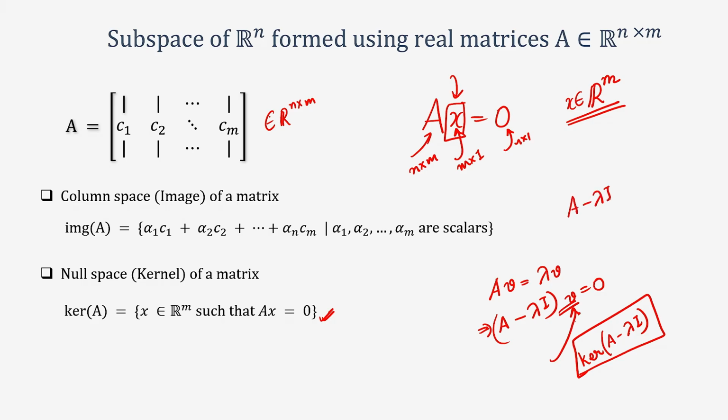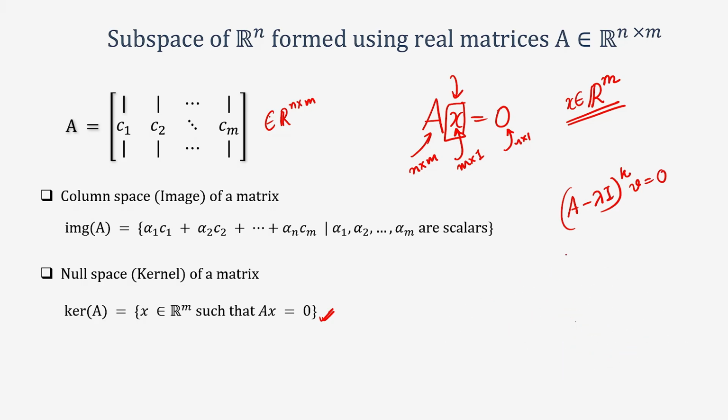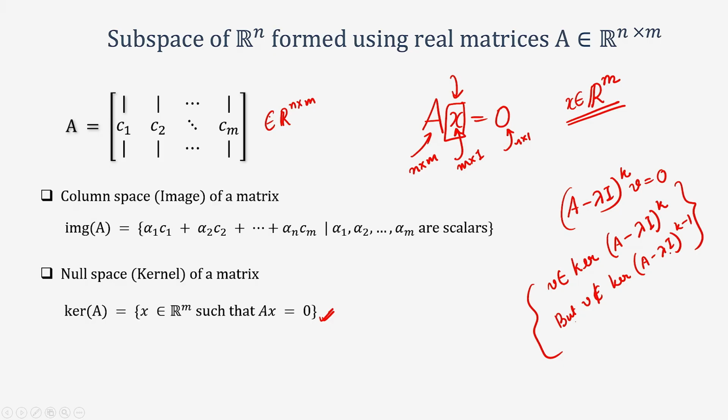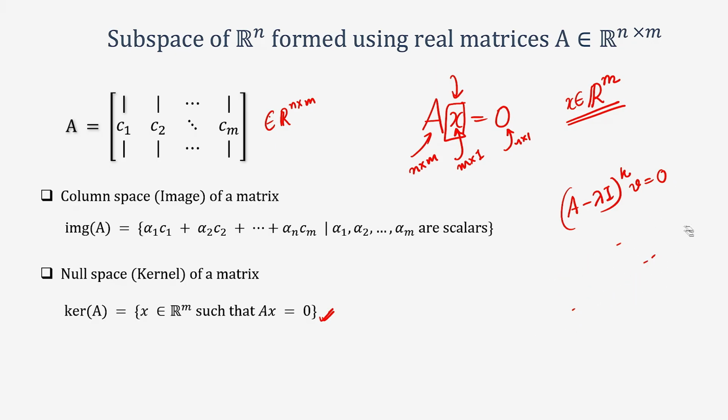For the generalized case, it was A minus lambda I whole to the power of k, V equal to 0. So, how did we define generalized eigenvectors? Generalized eigenvectors of rank k were all the vectors which were in the kernel of A minus lambda I to the power k, so V must belong to this, but V must not belong to the kernel of A minus lambda I whole to the power of k minus 1. Right? This was how we define generalized eigenvectors of rank k. I am recapping to emphasize that you see the kernel of a matrix becomes very important for us in this course. Okay.